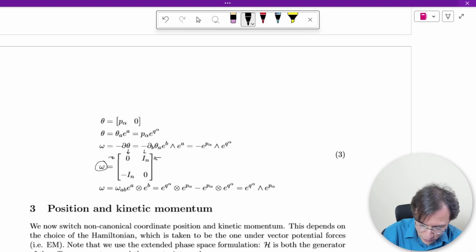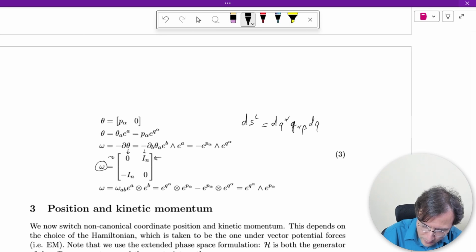in the same way that you would typically write the line element in Riemannian geometry or in relativity. You would write it like this: dq alpha g alpha beta dq beta. Well, dx, yeah? Let's use what you usually use, x alpha, and this would be dx beta.